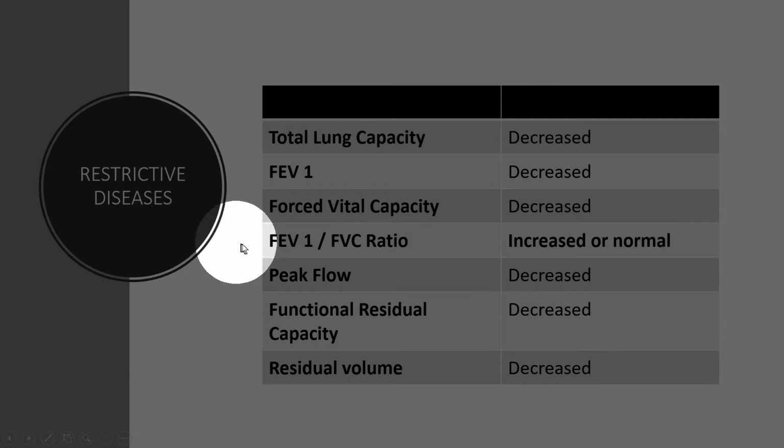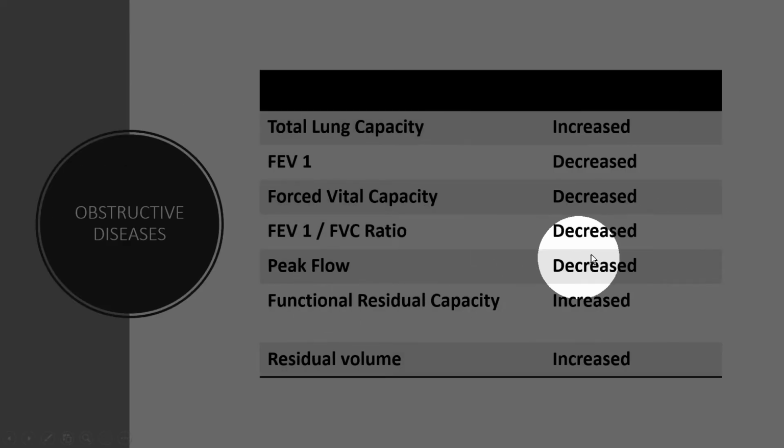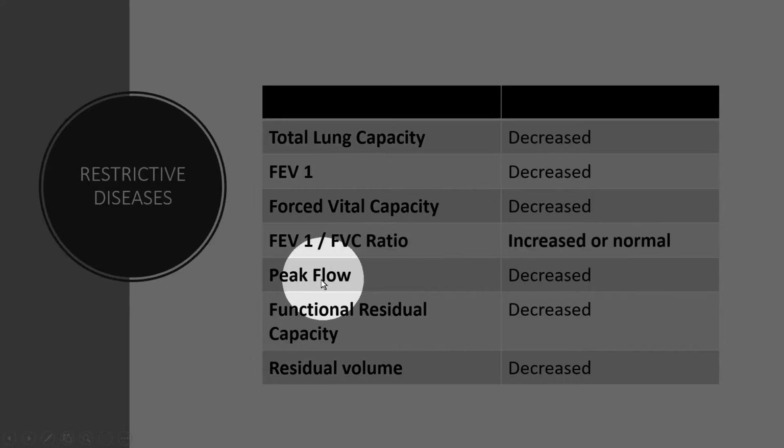In the restrictive disease, FEV1 to FVC ratio is increased, or it becomes normal. However, here in obstructive disease it is decreased. Peak flow is decreased, functional residual capacity is decreased, and residual volume is decreased.